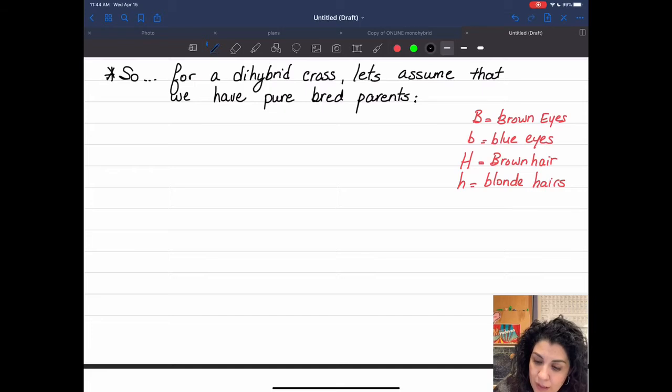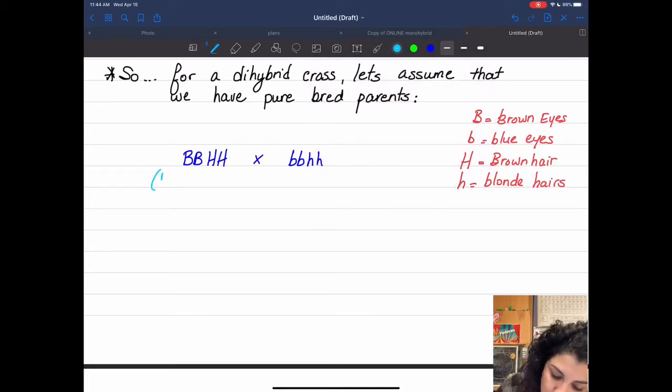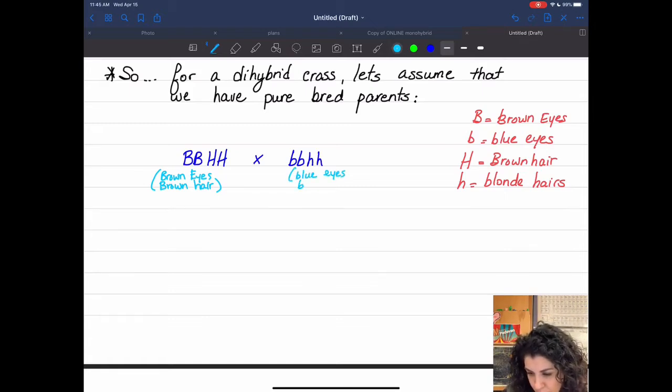So I'm going to have a parent that has brown eyes and brown hair, and I'm going to cross it with a parent that has both the recessive traits. Okay, so let's state that here. This particular individual has brown eyes and brown hair, and this particular individual has blue eyes and blonde hair. Okay. So now we have to figure out what these parents would give to their gametes.